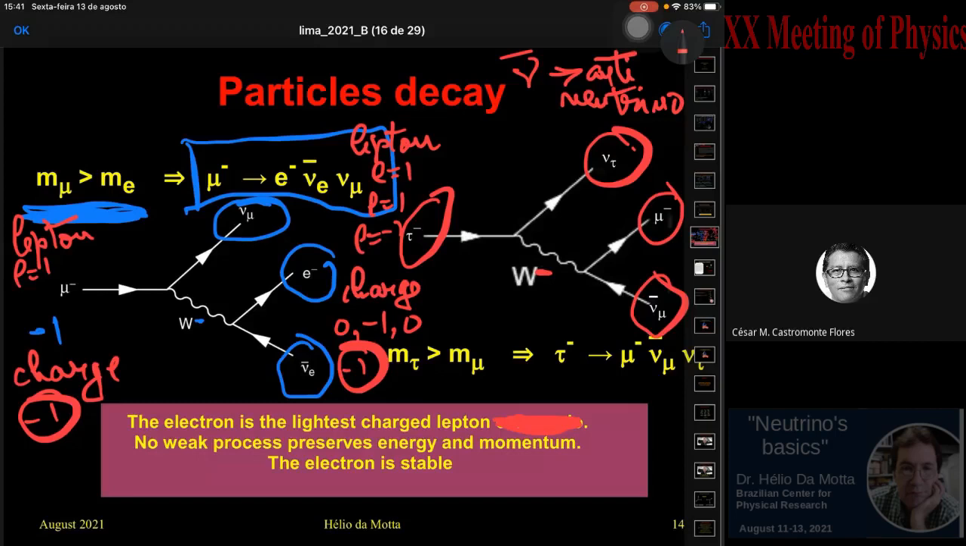Electron is the lightest one, things stop there. There is no process, weak process, whatever, that will preserve energy and momentum. So the electron is stable, it stays there. It does not change. Okay?